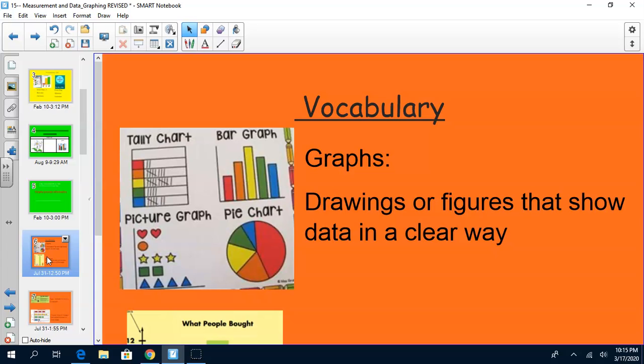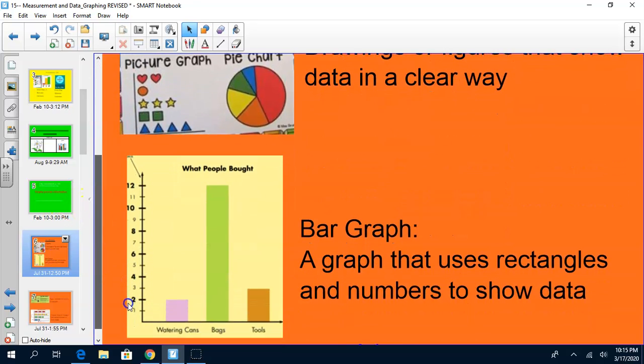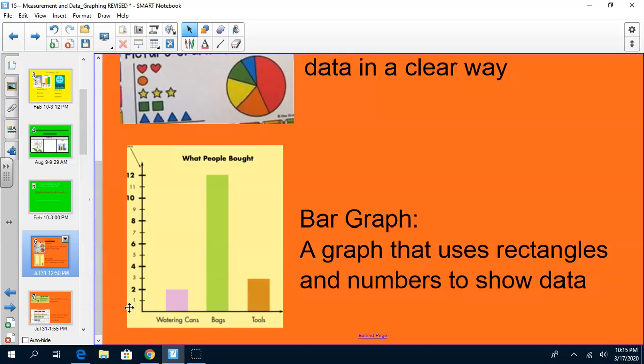All right, guys, let's get started with our vocabulary. So what are graphs? Graphs are drawings or figures that show data in a clear way. An example of a graph is a bar graph. And a bar graph is a graph that uses rectangles and numbers to show data. We're going to learn more about some bar graphs.